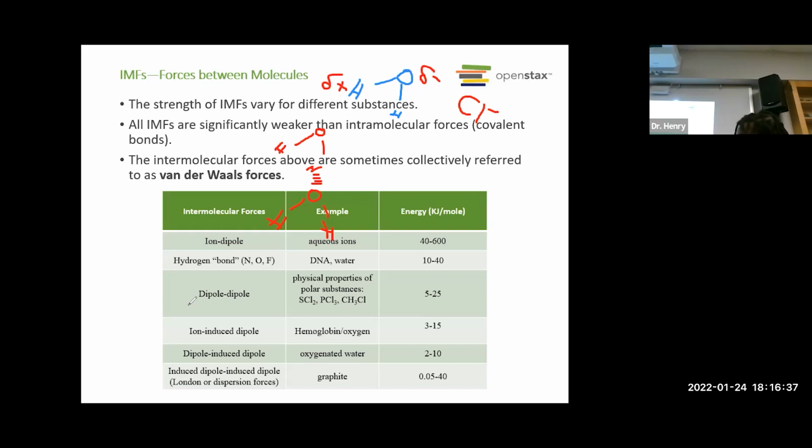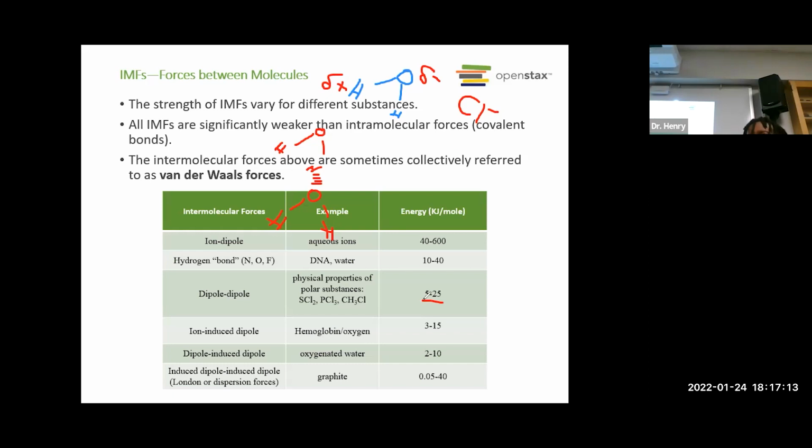So when we have dipole-dipole, that basically means you're forming two dipoles, kind of like what water does, but you don't have that hydrogen bond. The hydrogen bond is a little bit stronger than the dipole-dipole. So if we have something like sulfur and chlorine, those guys, dipole-dipole, it's about 5 to 25 kilojoules per mole, okay? So weaker than the hydrogen bond.